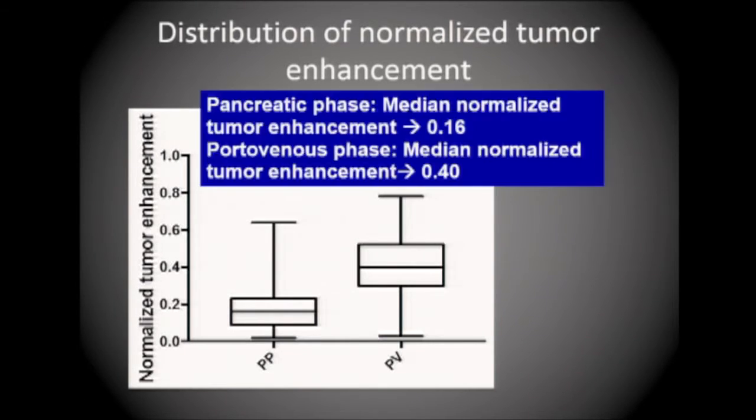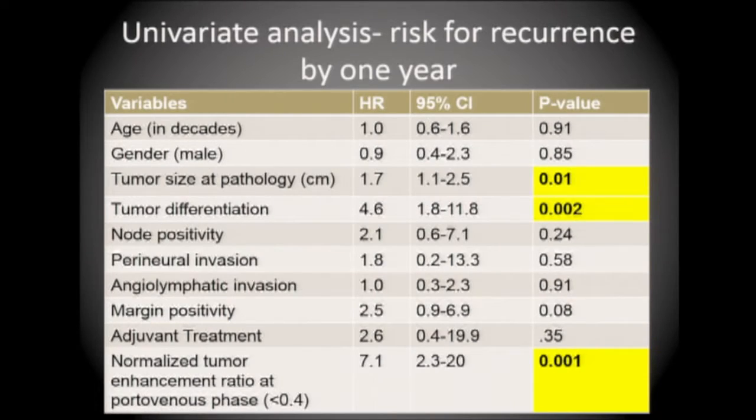Does that matter? We set cut points for statistics at the median, 0.16 or 0.4 for this half and half dichotomization, and did multivariate and univariate statistics. Tumor size and differentiation were highly significant, as was a low ratio of enhancement, which was indicative of a poor prognosis.